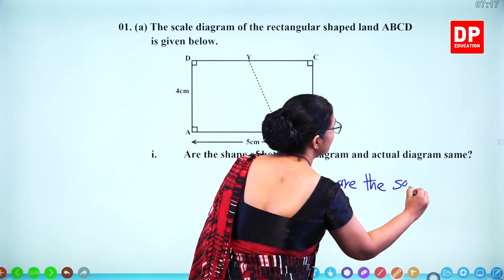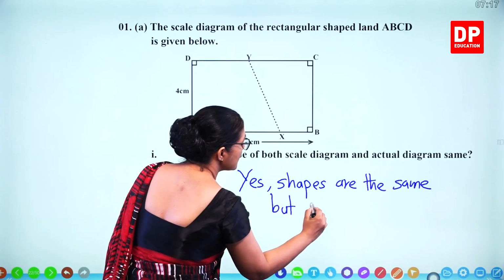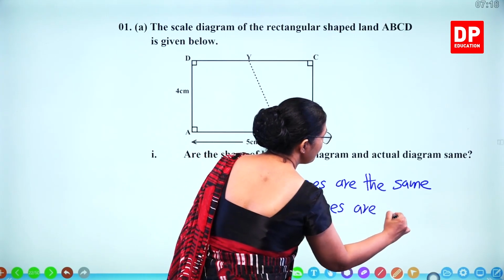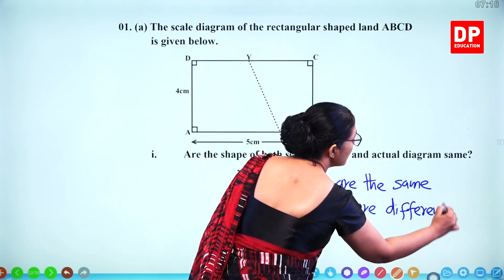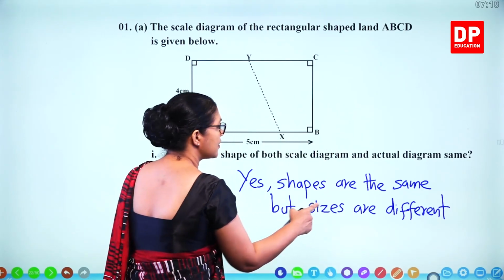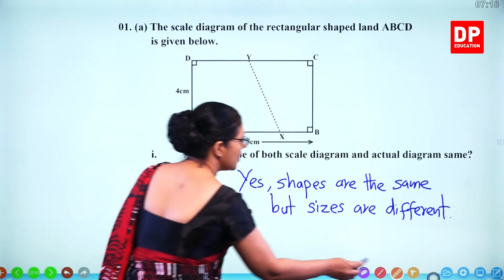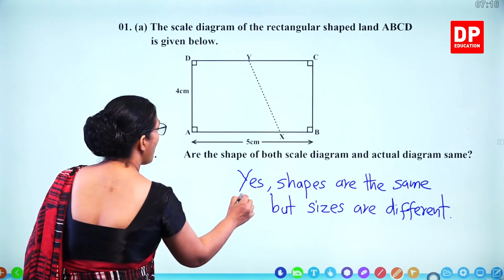But you can write, that's extra, but sizes are different. Sizes are according to the corresponding ratio. So sizes are different. So just you are getting 1 mark.